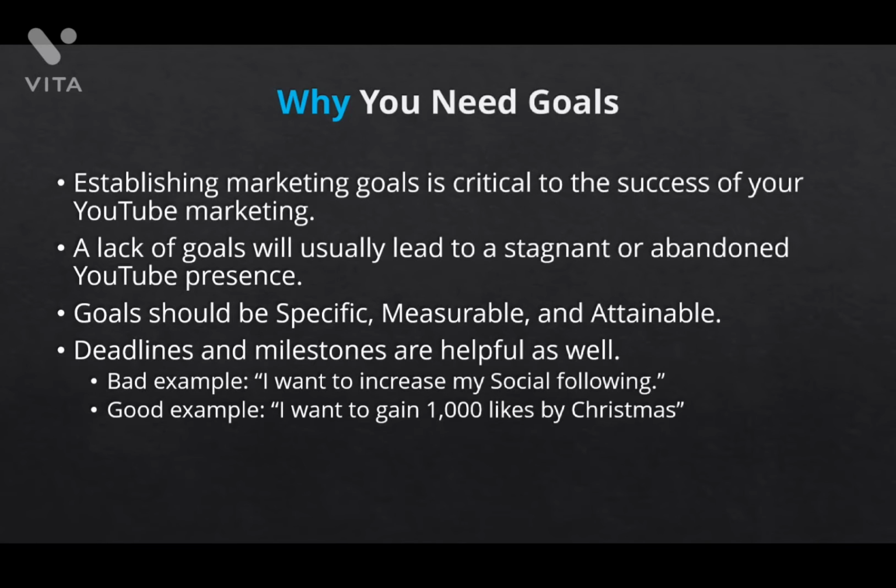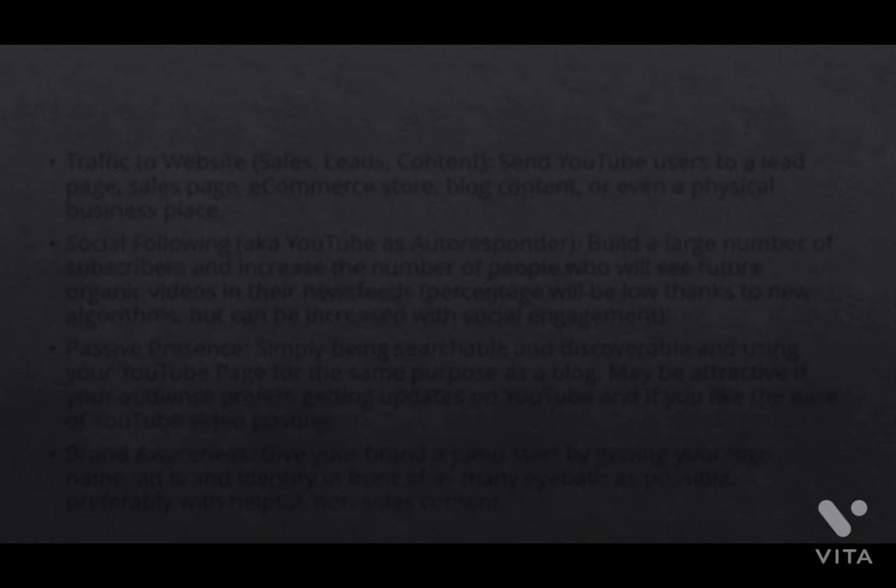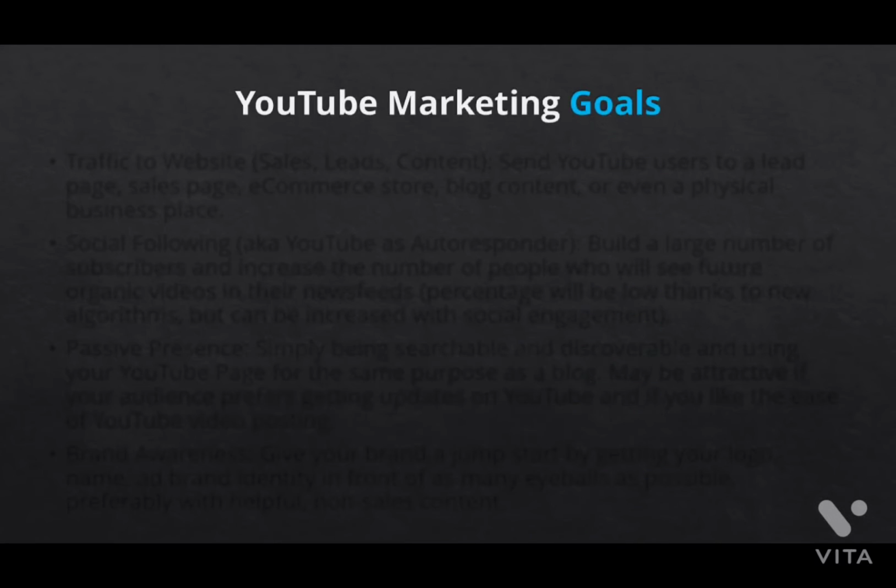"I want to increase my social following" would be an example of a bad goal that will likely result in your marketing efforts petering out for a while because there's no specific milestones. "I want to gain 1,000 likes by Christmas" is an example of a good goal. It's specific, measurable, and certainly attainable. Below are some examples of the various goal categories you might be interested in.